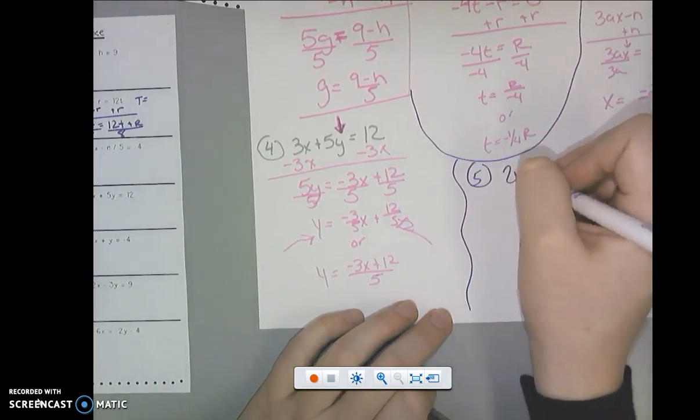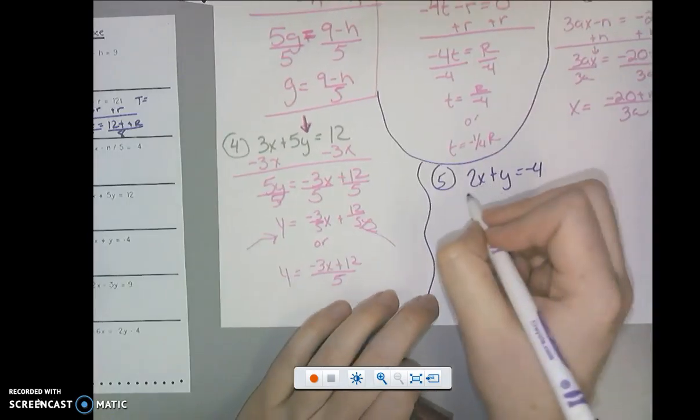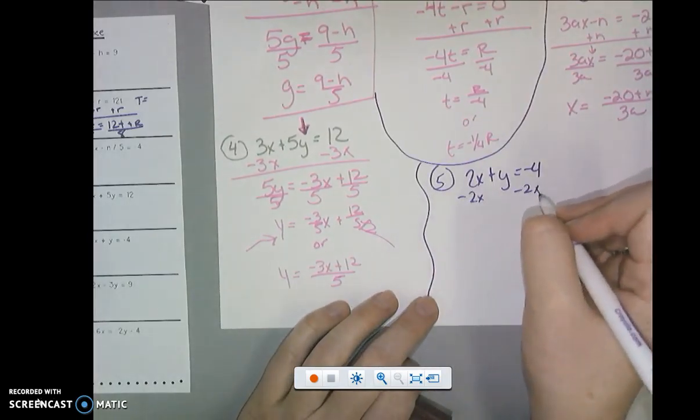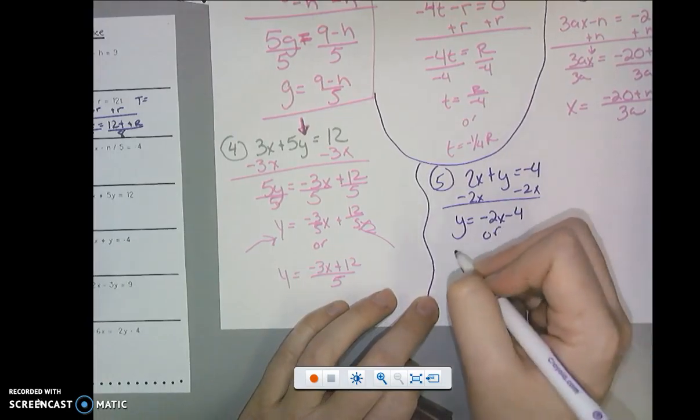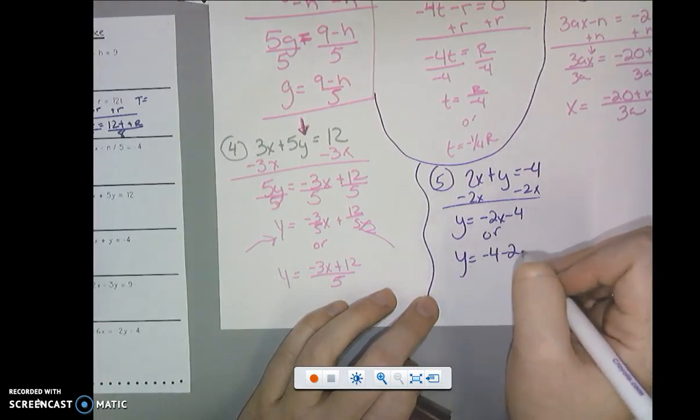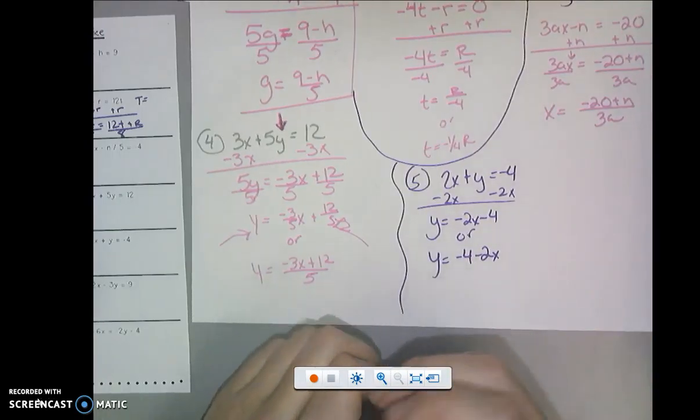5. We have 2x plus y equals negative 4. This one's a quick one. Just subtract 2x. And y equals negative 2x minus 4, or you can write as y equals negative 4 minus 2x. Either one doesn't matter.